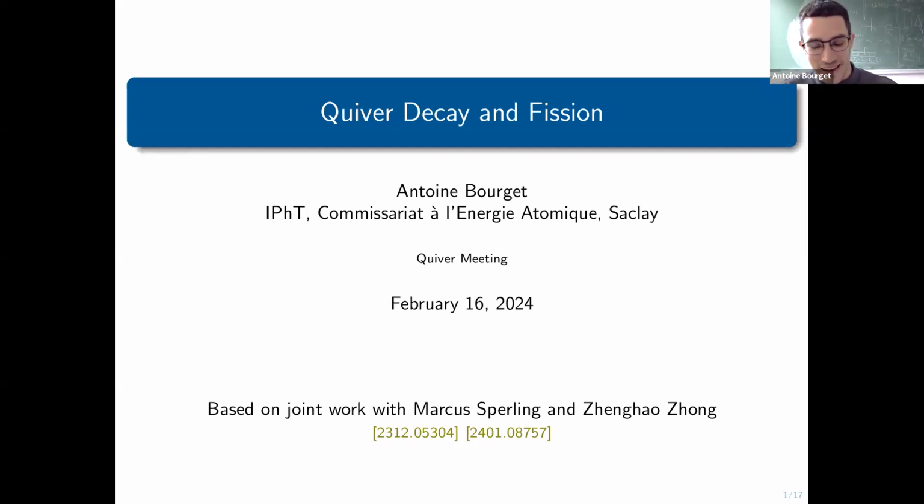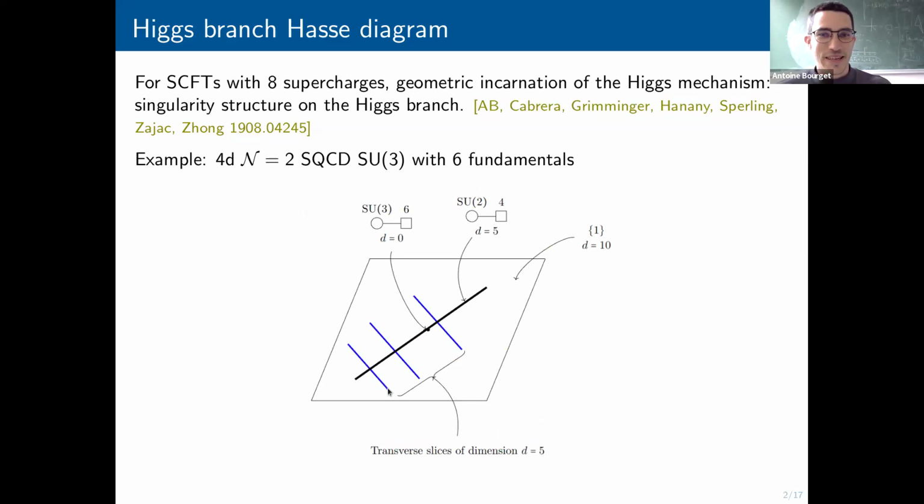And okay, the point is about a story that we've been working on also with Julius, Amihai, and many other people about these Hasse diagrams for Higgs branches of supersymmetric theories. I will first summarize briefly this story that maybe most of you know already, so I will be quick and focus on the new things. So the story is as follows.